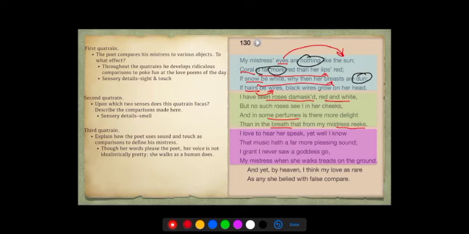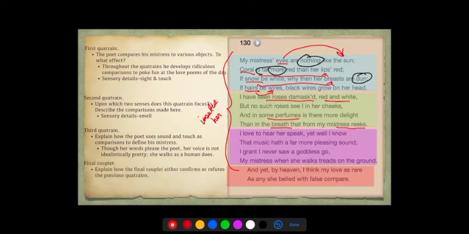So the first three stanzas, or quatrains here, it seems like he's insulting her almost. She compares not at all. But that's the satire of this whole thing. How does he point out the satire of it? Well, by the final couplet here, where he refutes all of the three quatrains. And how does he do that? He expresses how he loves her.